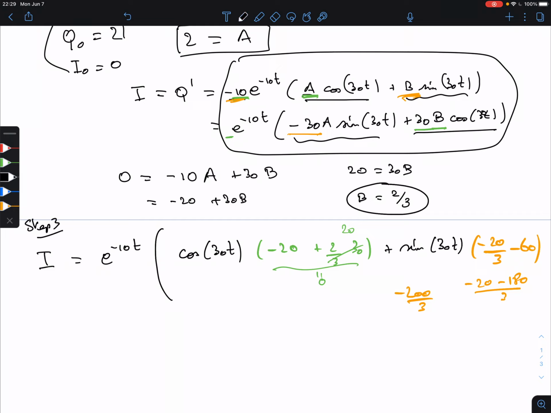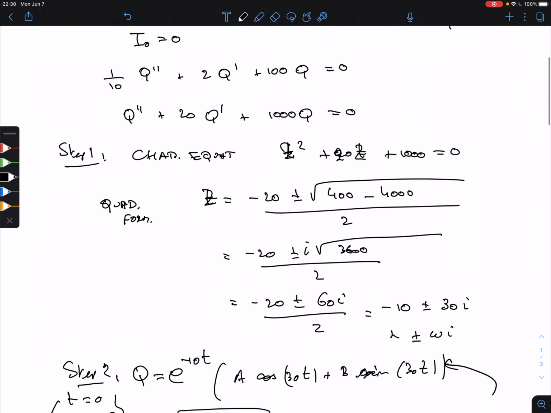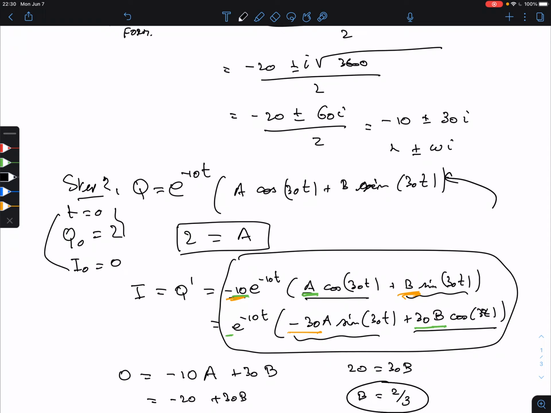So we find that the current is e to the minus 10t. Let me put a coefficient in front of it. So minus 200/3 e to the minus 10t sine 30t. Okay. And I just want to double check that I don't have any of these numbers wrong. What did I do? 6.3 number 3. Yes, so this is correct.